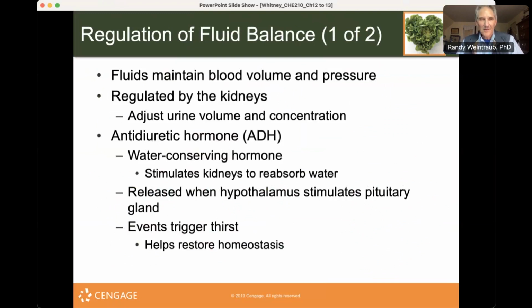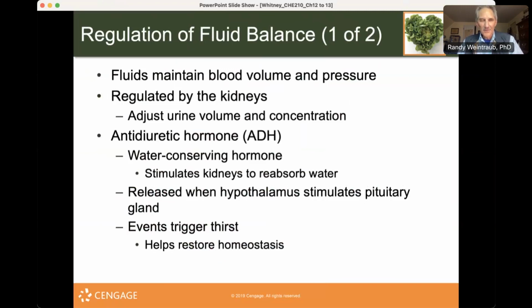And here's the hormone that's involved, the antidiuretic hormone, or ADH. And this works to conserve water, stimulates the kidneys to reabsorb water from the lower intestine for the most part. It's released from the hypothalamus, and stimulates the pituitary gland. So a lot of things, messengers, and that's what hormones do. They're released from some point to interact with or signal something else to happen somewhere else.